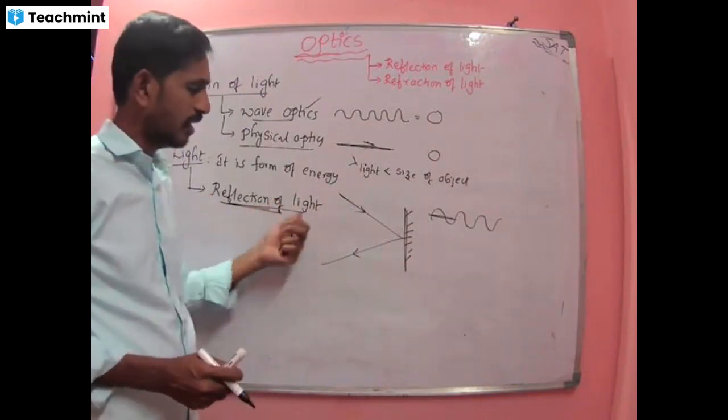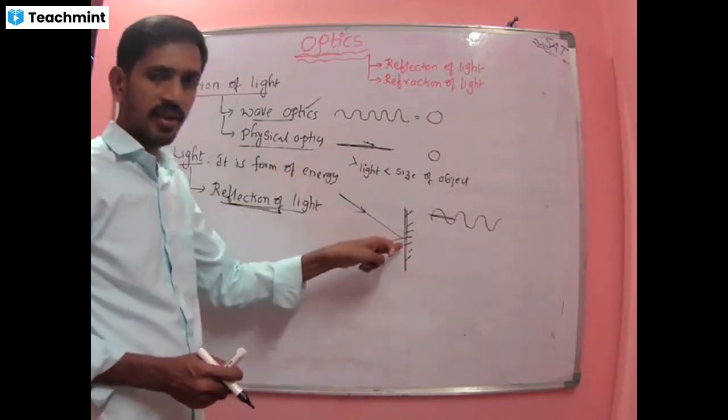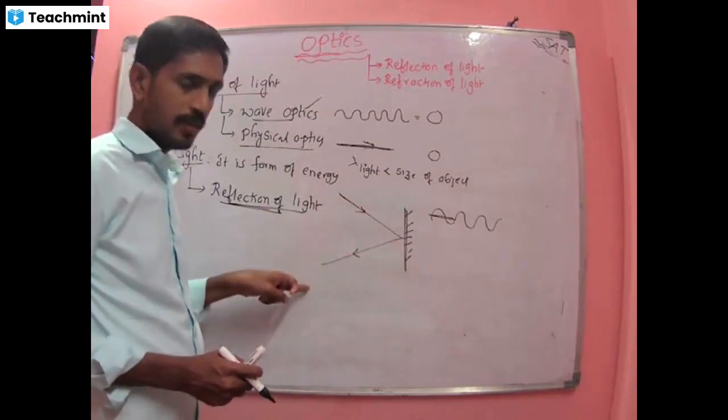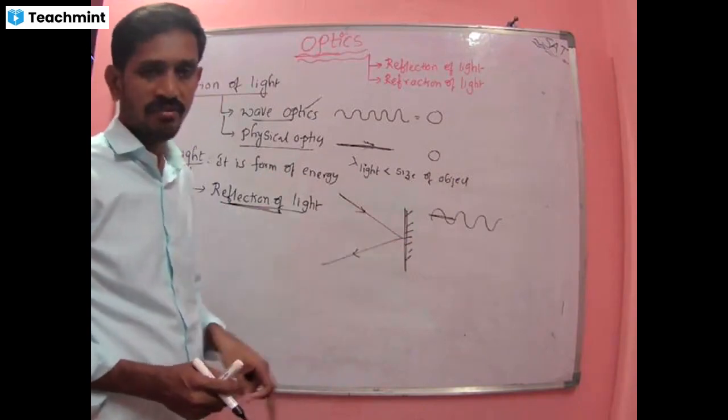Reflection of light means when light falls on a surface and is bounced back into the same medium. That phenomenon is called the reflection of light.